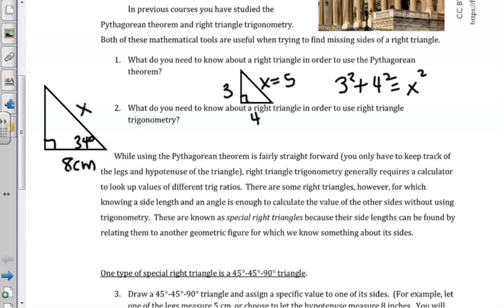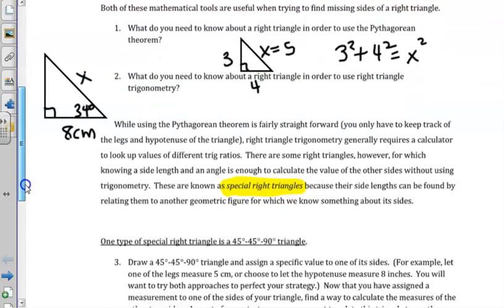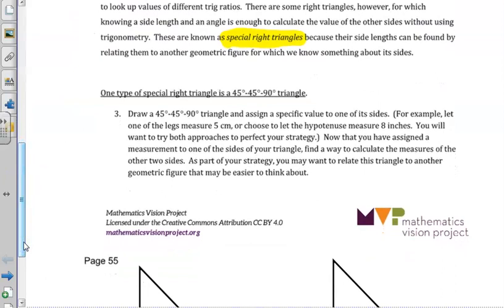We are told that it is possible in some right triangles to only know an angle and a side and be able to determine the values of the other sides without using trigonometry. These are known as special right triangles, and that is the main goal of today's lesson. We have two special right triangles that we are going to learn in this lesson. The first triangle that we're going to look at is what we call a 45-degree, 45-degree, 90-degree right triangle.